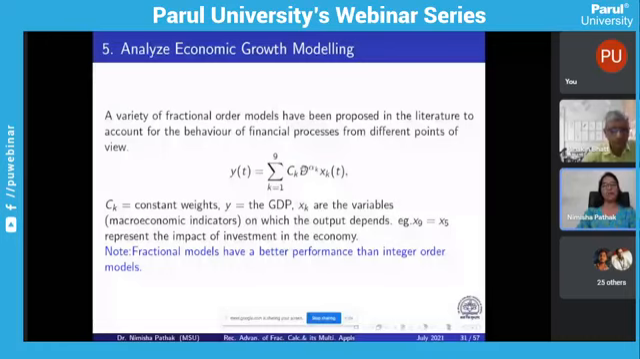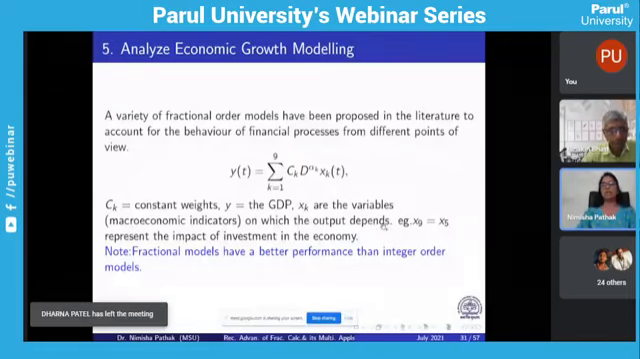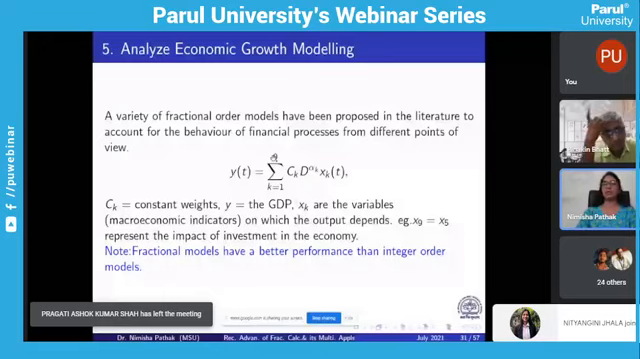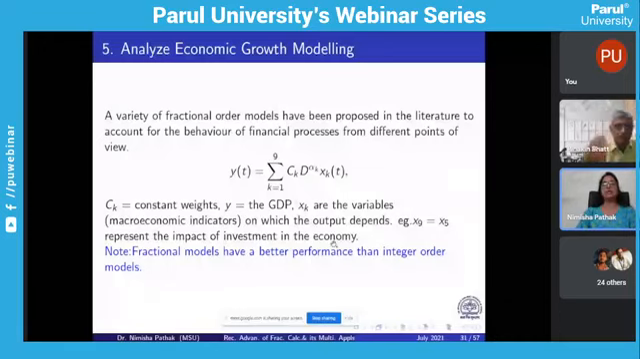because this is a sum. So these are the variables, they are microeconomic indicators on which the output depends. For example, here the variables X1 to X9 are taken. And for example, X9 equal to X5 represents the impact of investment in the economy. So the conclusion is that the fractional models have a better performance than the integer order models.